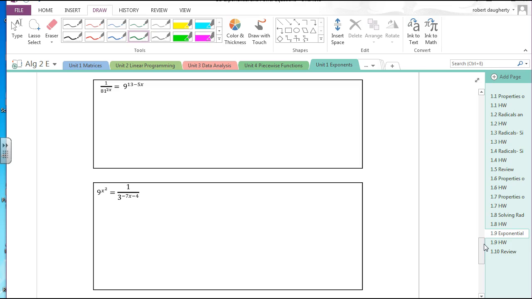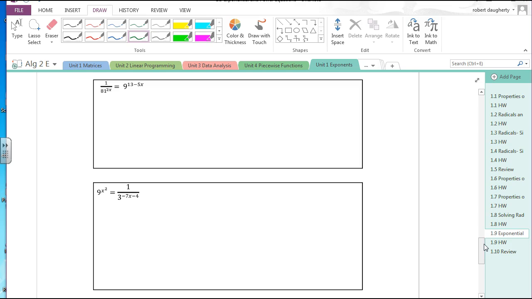Now, here's the way I look at a problem like this. What number do I see on the left raised to a power? 81. What do I see on the right? 9. 9 and 81, can they be written as powers of the same number? They can be written as powers of 9. They can also be written as powers of what? 3. But if it's powers of 3, then I've got to work on this side and that side. If it's powers of 9, which side do I need to work on? Just the left.